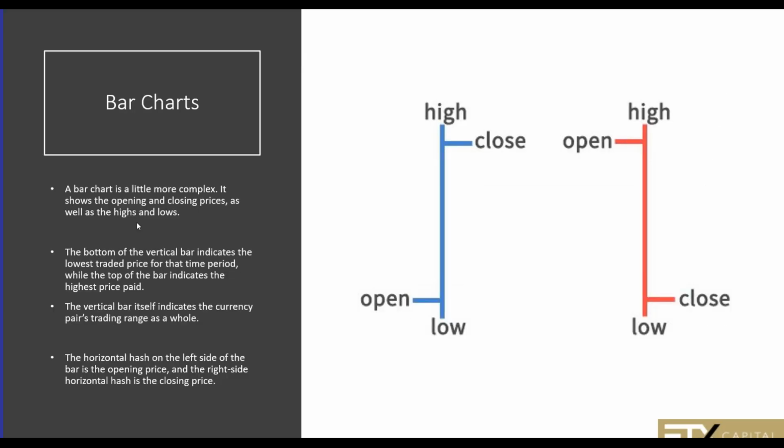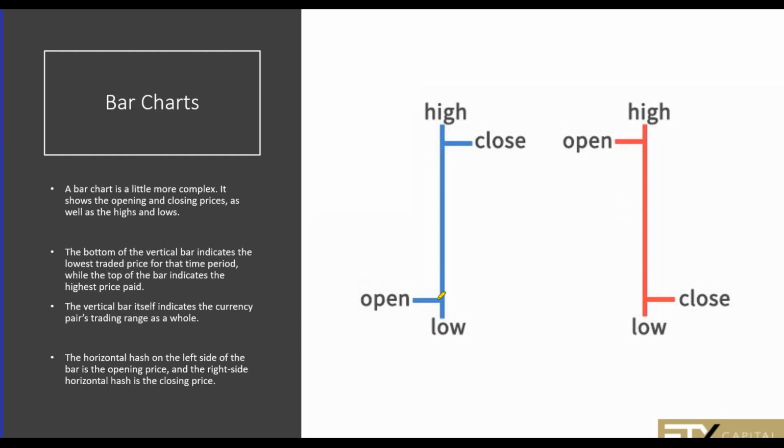Okay, so a bar chart is made up of these bars. Now, in the old days, bars were always black. Today, you can actually color code the bars, and you can have black bars for bull sessions and red bars for bear sessions, just like you do with candlesticks. I still only use black bars.